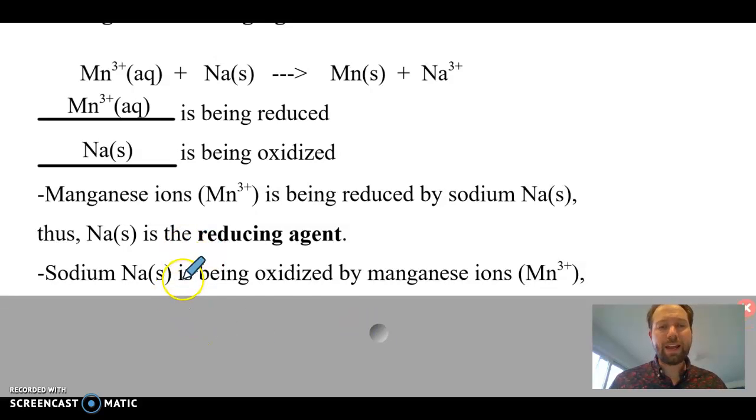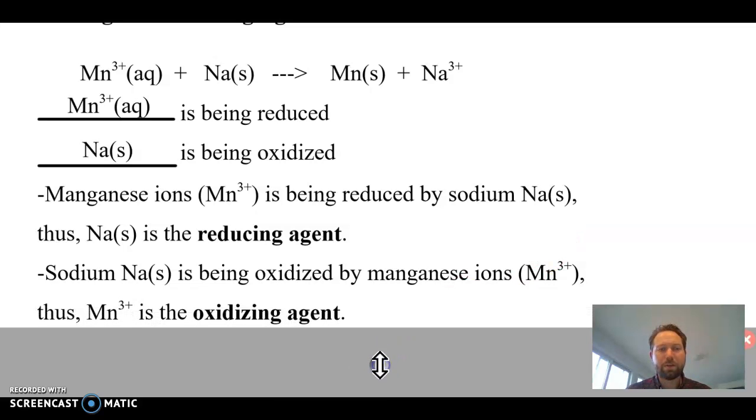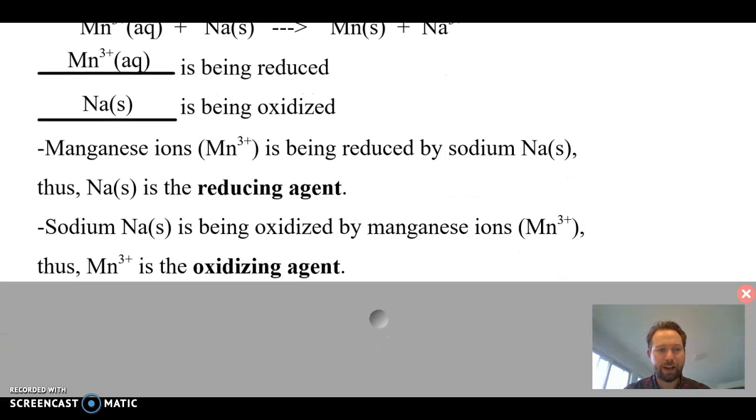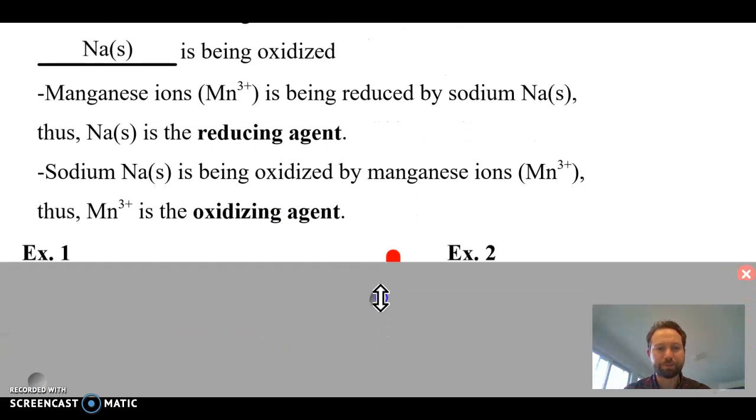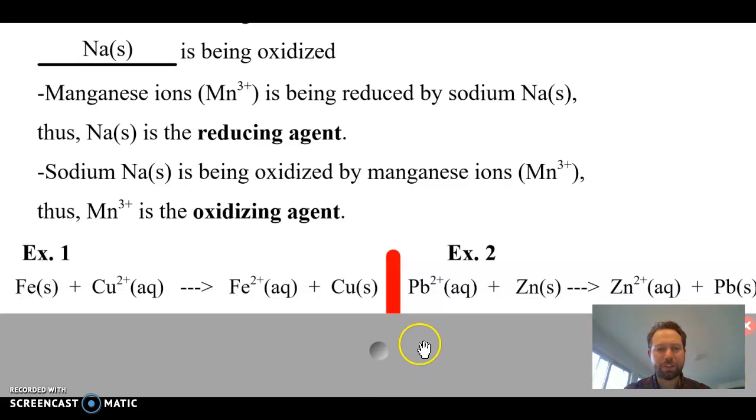Conversely, sodium, Na, is being oxidized by manganese. Why? Well, manganese is accepting the electrons, so it's helping sodium become oxidized. As a result, we call the Mn3+ the oxidizing agent. And so we have a couple of examples here you should try.